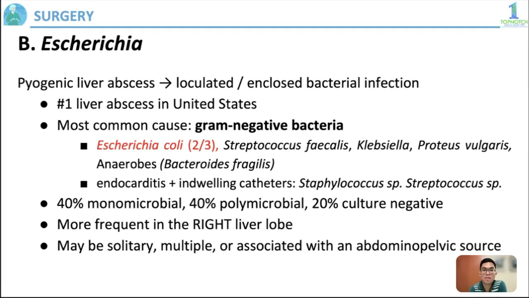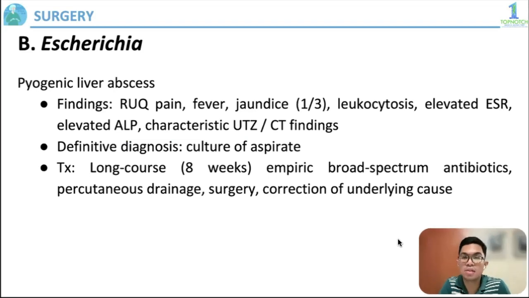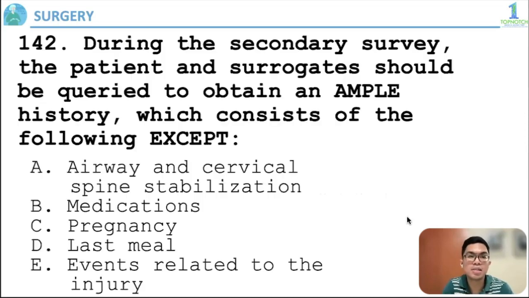Pyogenic liver abscesses are more frequent in the right lobe, maybe solitary, multiple, or associated with other abdominal or pelvic abscesses. Okay, so it may cause clinical symptoms such as right upper quadrant pain, fever, jaundice, and other findings. So, definite diagnosis is culture. Treatment is usually with a long course of IV antibiotics. However, there are certain indications for percutaneous drainage or surgery and correction of the underlying associated abdominal pelvic abscesses. Okay? So, next question tayo, which is not part of the secondary survey.